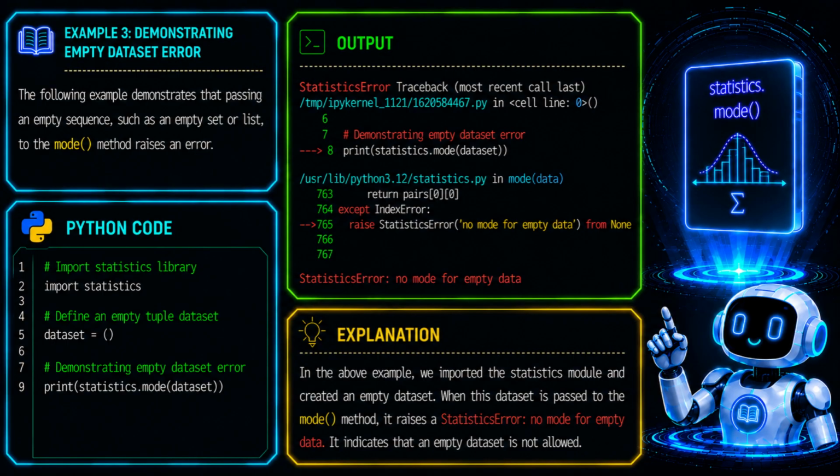Explanation. In the above example, we imported the statistics module and created an empty dataset. When this dataset is passed to the mode method, it raises a StatisticsError, no mode for empty data. It indicates that an empty dataset is not allowed.